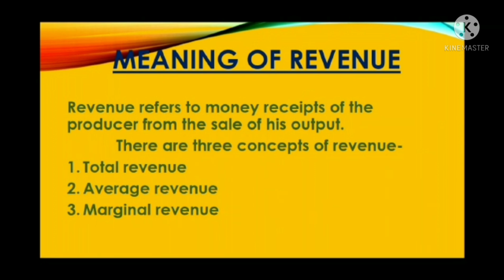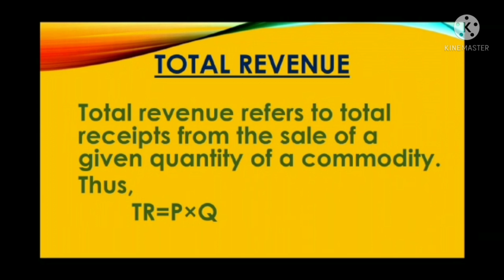Total revenue: it is the total money received by a producer on account of the sale of his total output. It can be calculated by multiplying the units of sale with the price. TR equal to price into quantity, where TR equal to total revenue, P equal to price, and Q equal to quantity. For example, if a firm sells 10 units of a product at a price of rupees 200 per unit, then total revenue that a firm obtains from its sale is rupees 2000, that is 10 into 200.